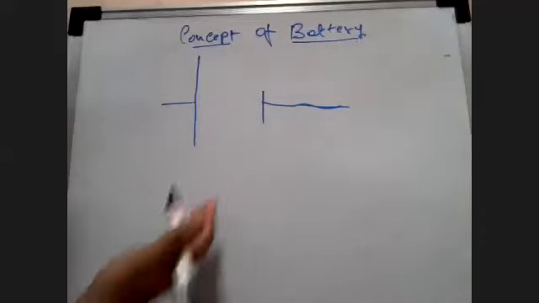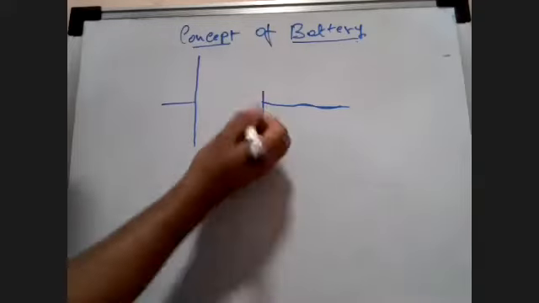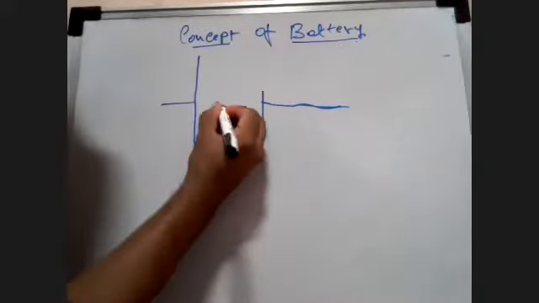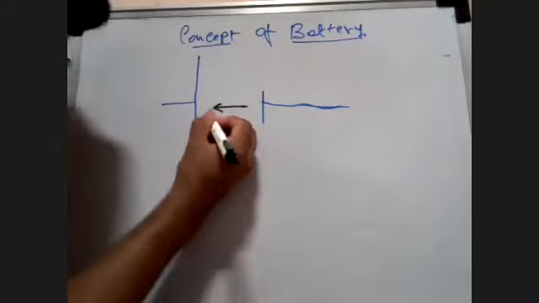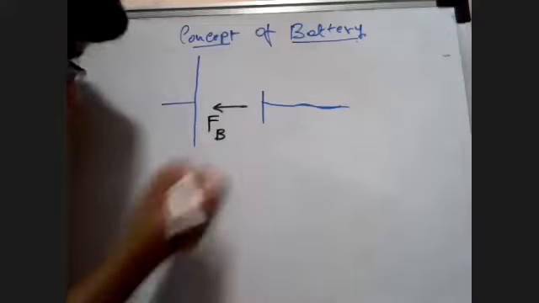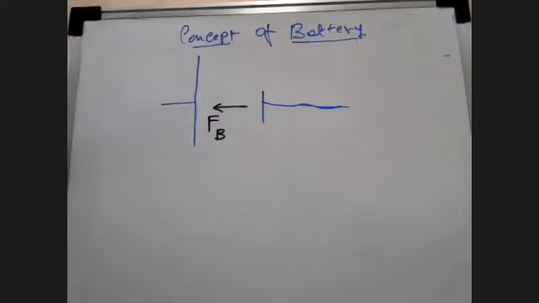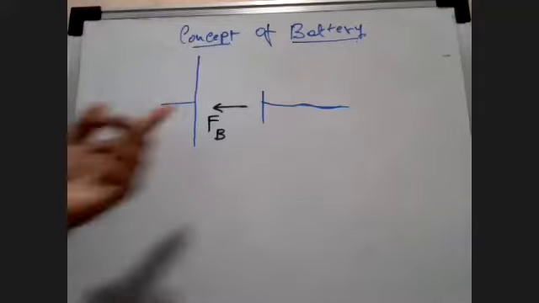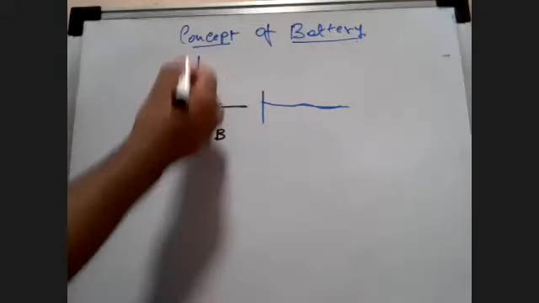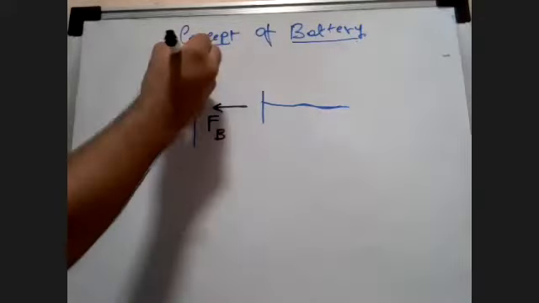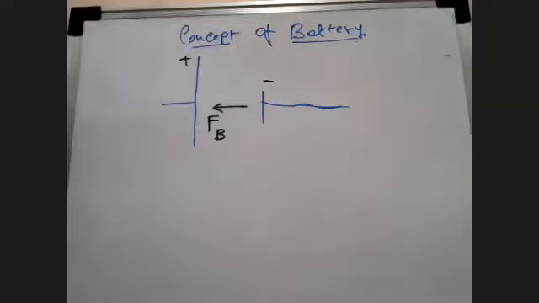Always remember, there is a force in the battery which is produced because of the chemical reactions within it. Let's call that force FB. Now you will say, why only in this direction? I'm just trying to consider a positive charge. This side of the terminal of a battery is positive in nature, and this is negative in nature.